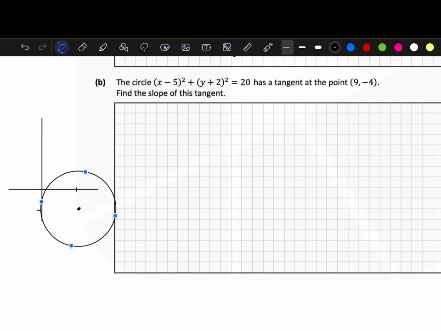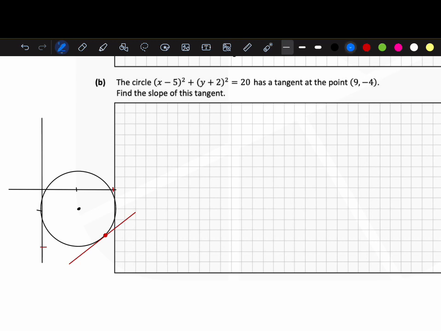We know that this is going to have a tangent at the point (9, -4). So say the point 9 is here, and then -4 is going to be somewhere here, let's just say. Then we know that this tangent is going to happen here. So it'll look something like this. First of all, we can tell that this is going to have a positive slope, because it's the only way I can touch it and make a tangent with it.